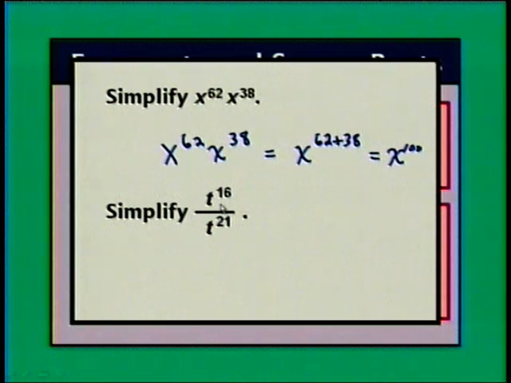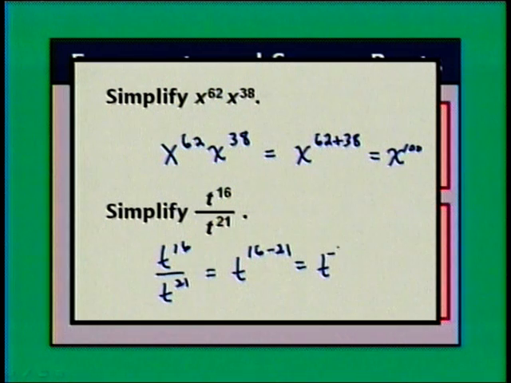How about t to the 16th over t to the 21st? Well, according to our quotient rule, this can be simplified to t to the 16 minus 21 power. That's t to the negative 5 power. But when we simplify exponential expressions, we don't like to have any negative exponents in our final expression, so I'm going to use our definition of a negative exponent to rewrite this as 1 over t to the 5th. So ultimately, t to the 16th over t to the 21st simplified to 1 over t to the 5th. Now I'm noticing that 5 is just 21 minus 16.